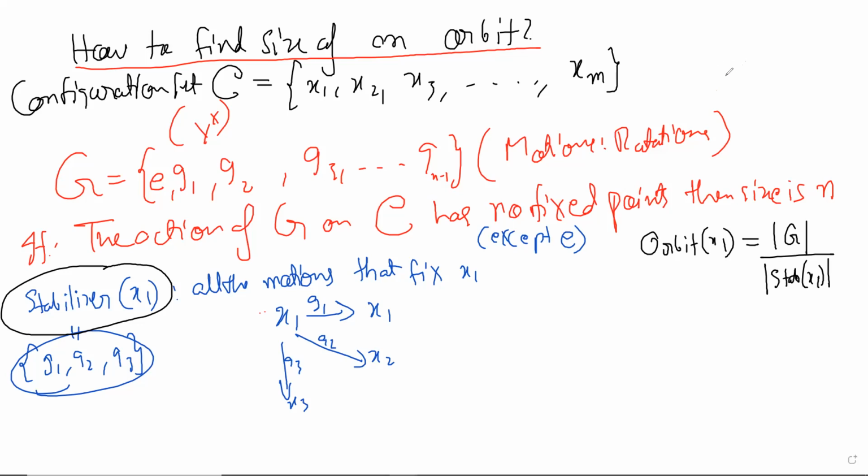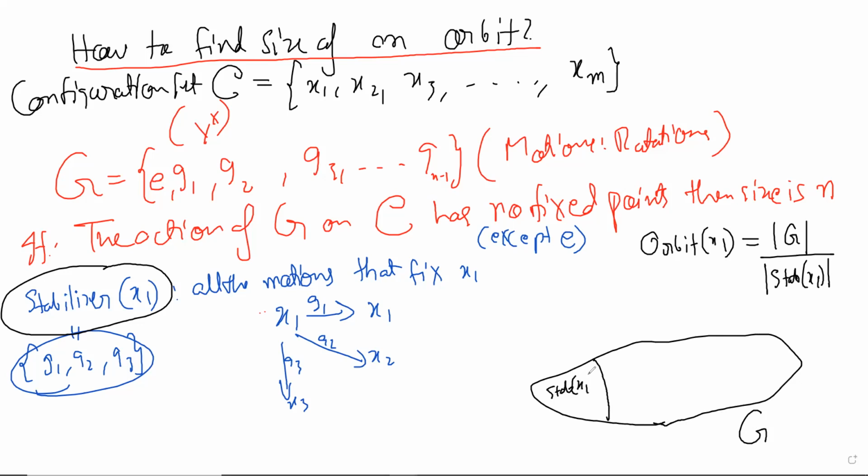I mean, hard meaning that it may not be that simple. But let's see. Suppose you have this group. A group has a lot of divisibility properties because of the inverse nature. Let's say this is your group, this is your set of all motions. Stabilizer: these are the things that are fixing x1.